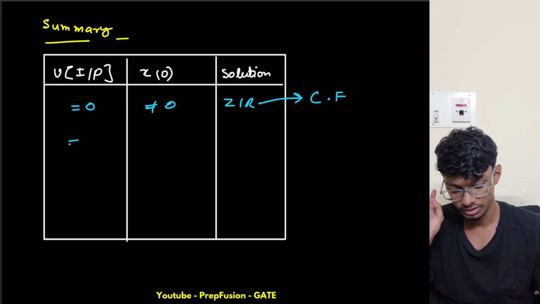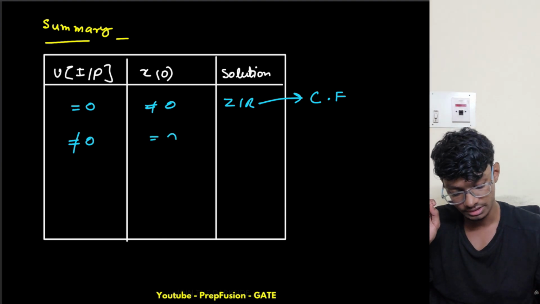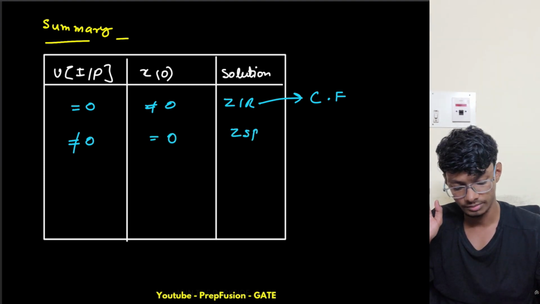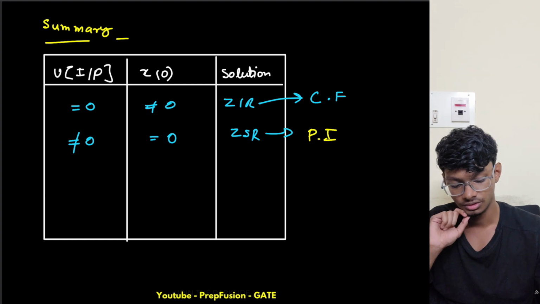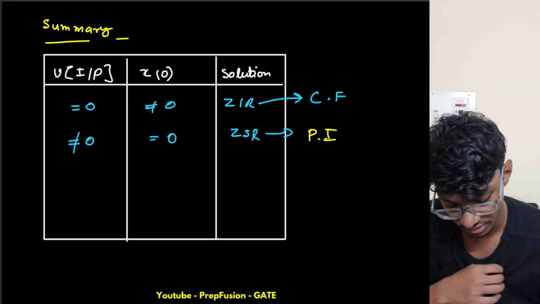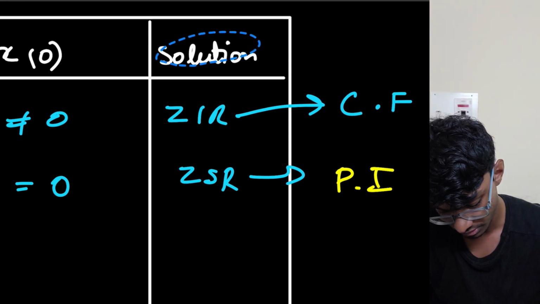And now when the input is not equal to 0 and our initial condition is 0, then it becomes the zero state response, and this is the particular integral solution of the differential equation. So let me reduce this.